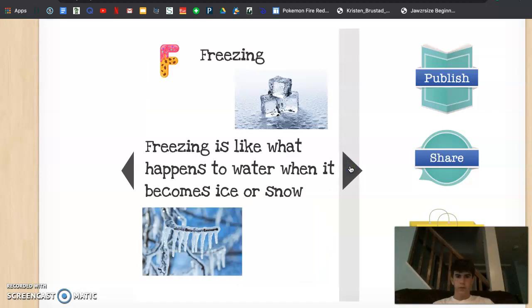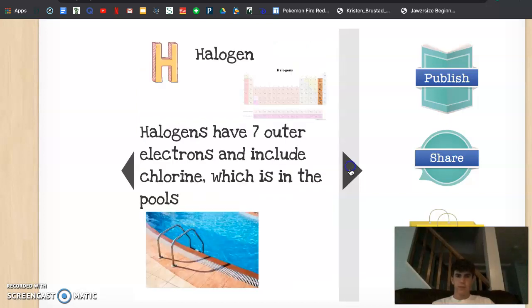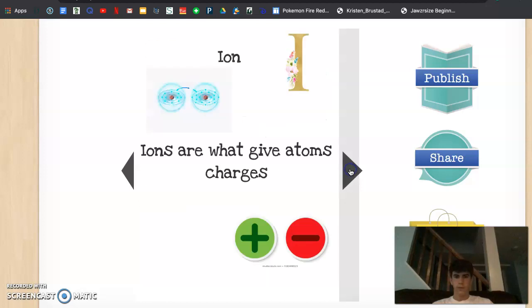F is for freezing. Freezing is like what happens to water when it becomes ice or snow. G is for gas. Gas is the invisible matter that is in the air. H is for halogen. Halogens have 7 outer electrons and include chlorine, which is in the pools.